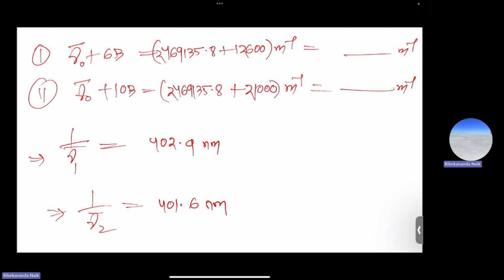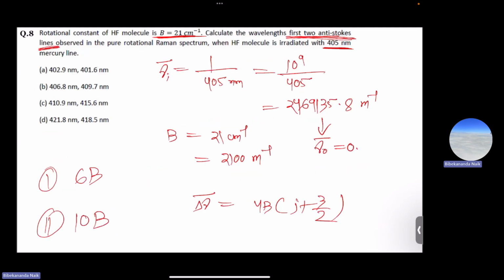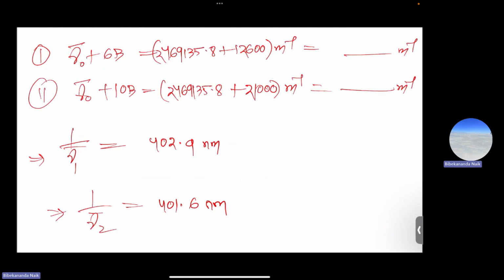So generally, all the spectra which are studied are given in terms of meter inverse or wave number units because they are easily distinguishable in this system of units. So the correct answer will be option A, which is 402.9 nanometer and 401.6 nanometer. So this is the correct option, option A.